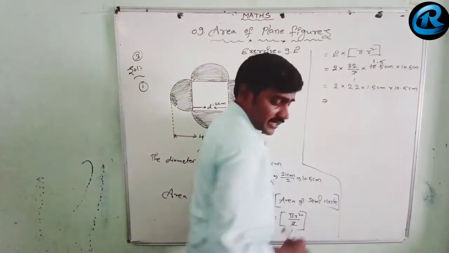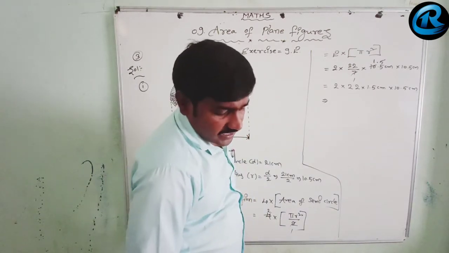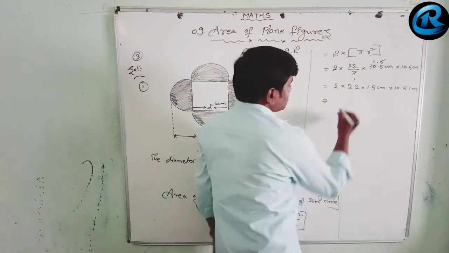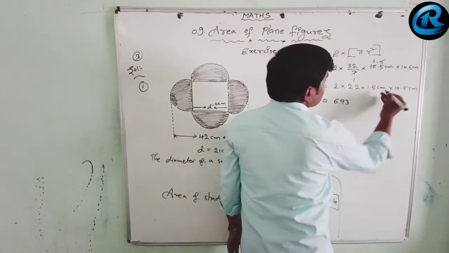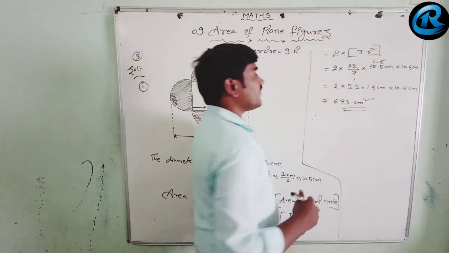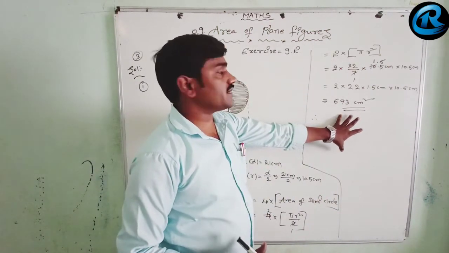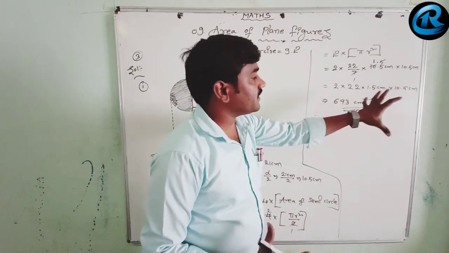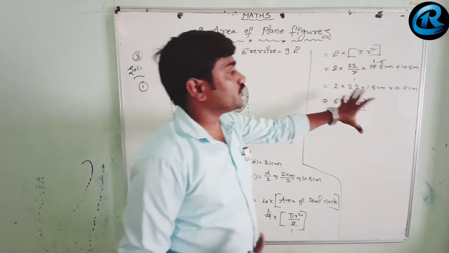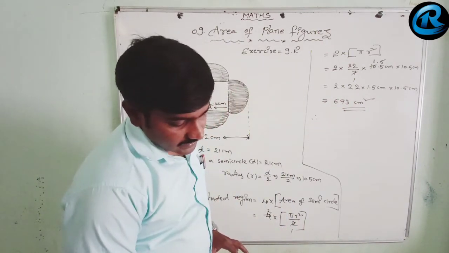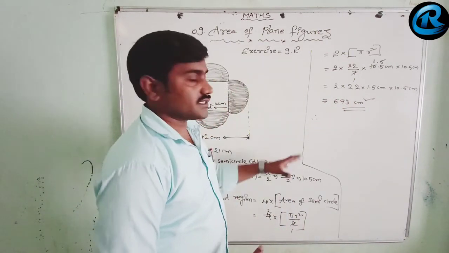So when you multiply this all, you will get 693 centimeter square. I already simplified this, then I wrote directly because there will be no much time. If I multiply everything, it takes a long time. So you just know the multiplications, you multiply this all, you will be getting exactly 693 centimeter squares.